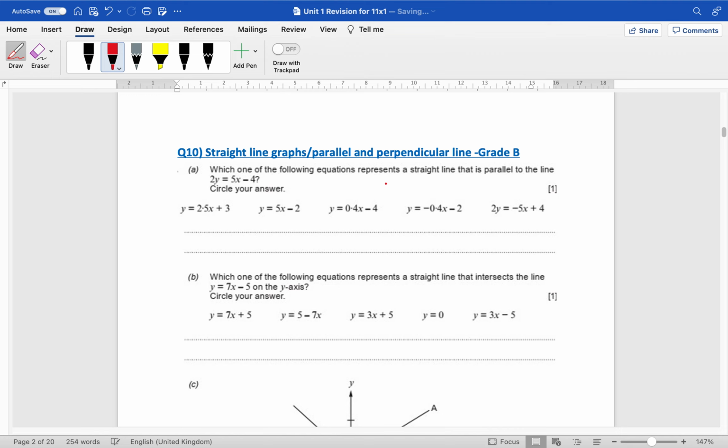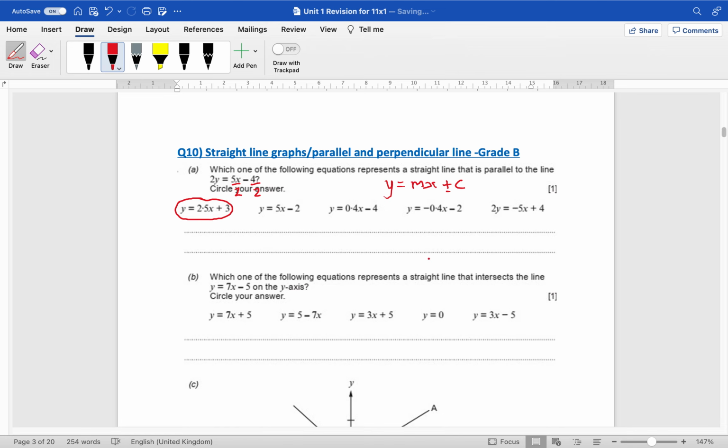Here, straight lines. Before we can say what the gradient or y-intercept of a line is, it needs to be y equals something x plus or minus something on the end, which this is not. It's 2y equals that. So I would have to divide both these by 2. So 5 divided by 2 is 2.5, and 4 divided by 2 is 2. So the gradient of this line is 2.5, and this line also has a gradient of 2.5.